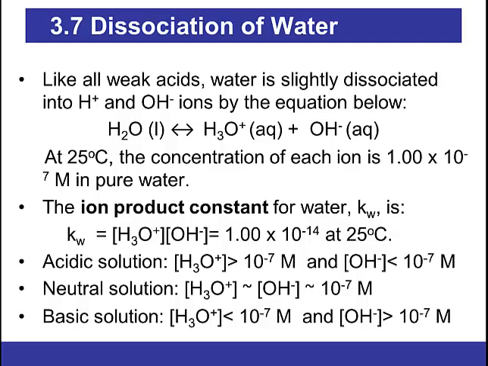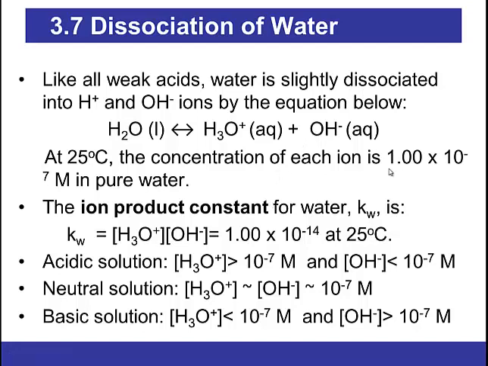So now we can look at the dissociation of water. So we said water is an amphoteric molecule, that it can act as either a base or an acid. And like all weak acids and all weak bases, water is going to be slightly dissociated into the proton and the hydroxide ions. And so we can say that there is some equilibrium that's set up in any amount of water where a little bit of the water is going to be in the hydronium ion state and a little bit of the water is going to be in the hydroxide ion state.